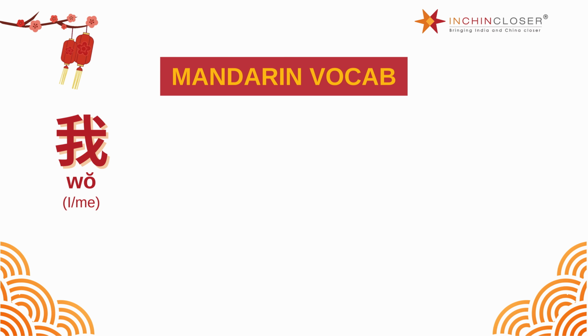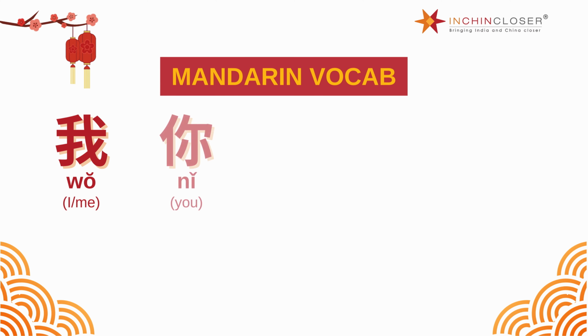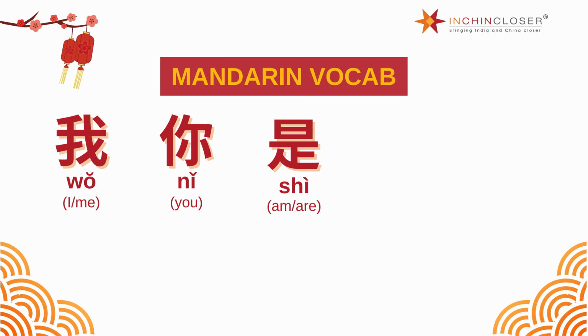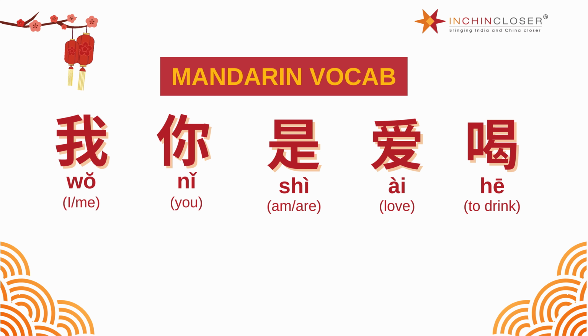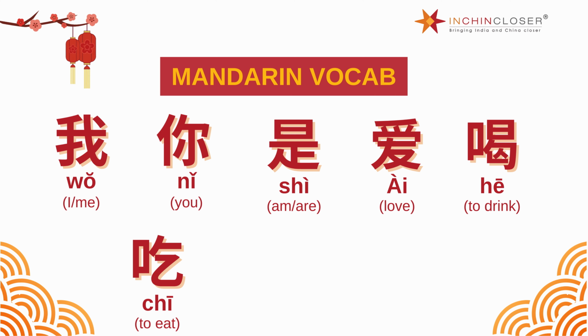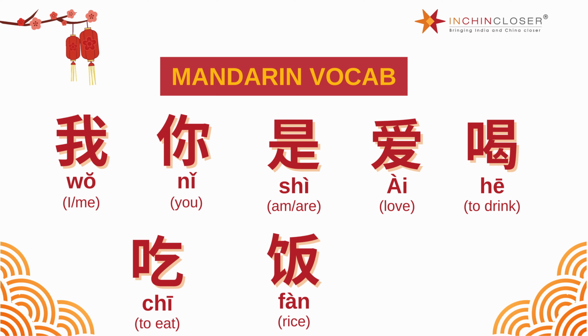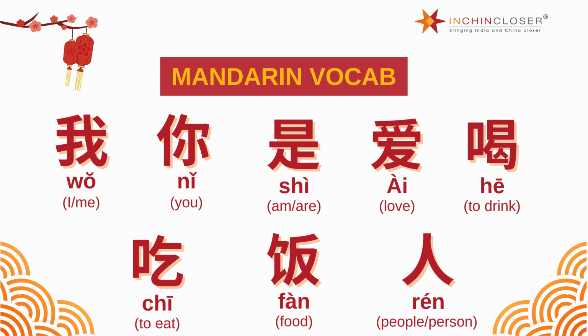我 meaning I or me. 你 means you. 是 is the word for am or are. 爱 means love. 喝 means to drink. 吃 means to eat. 饭 is the word for rice. And 人 is the word for people or person. You can always come back and refer to this list at any time during the lesson.